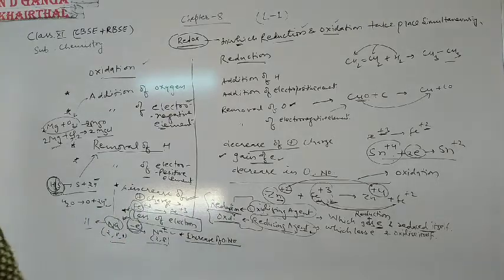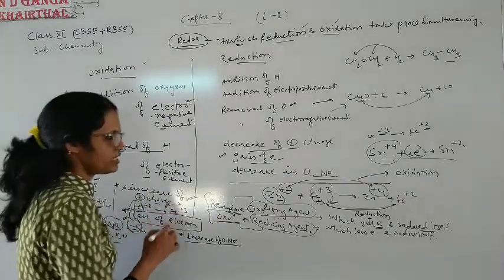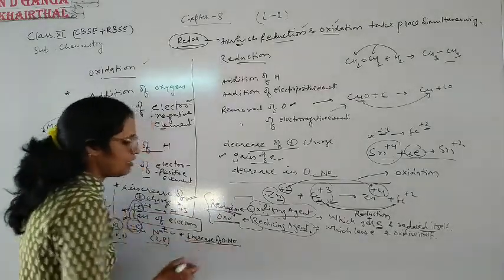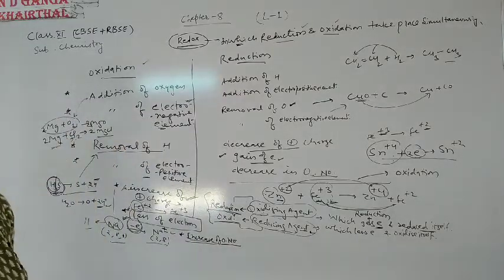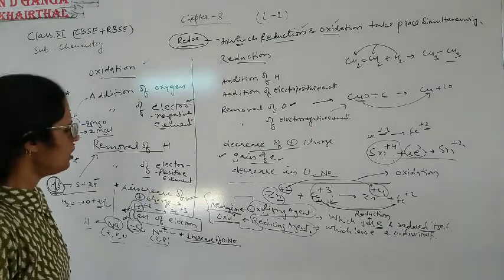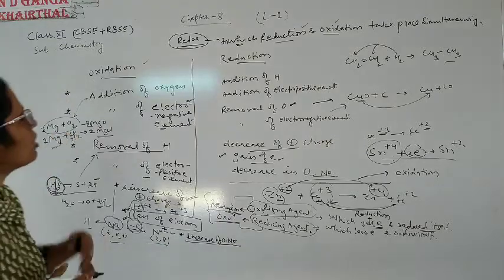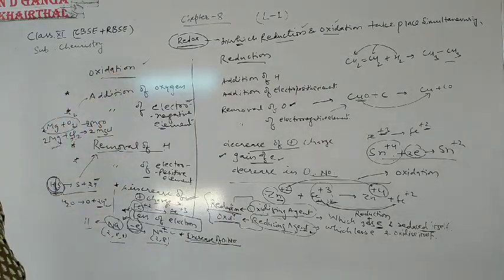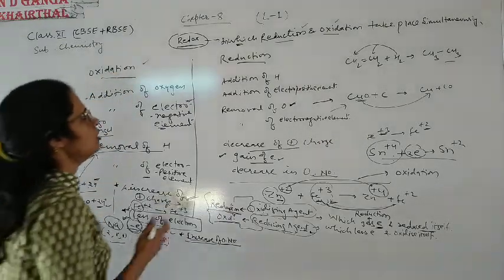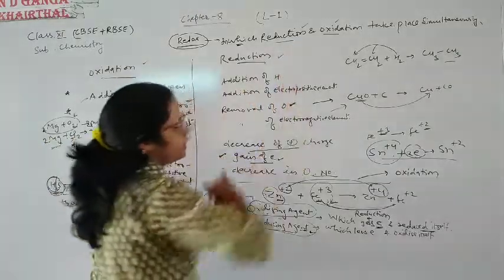And another definition is increase of oxidation number. If oxidation number is increased, although you don't know what oxidation number is, we will discuss it in the next video. But first you have to understand that increase of oxidation number is also oxidation. Now come to the reduction.